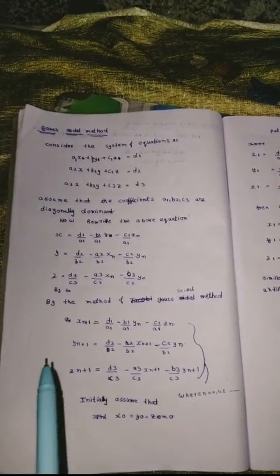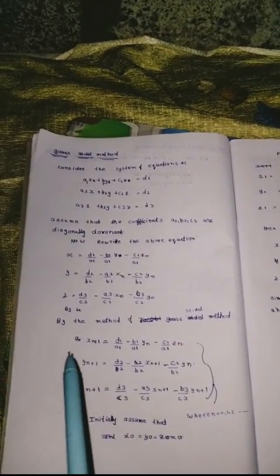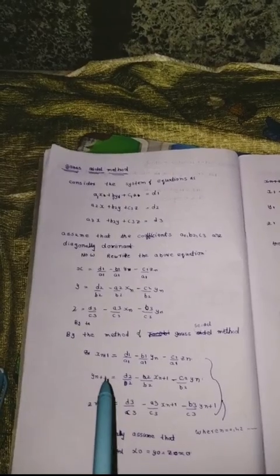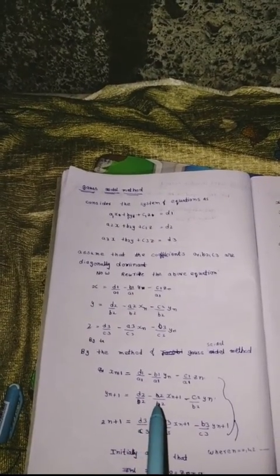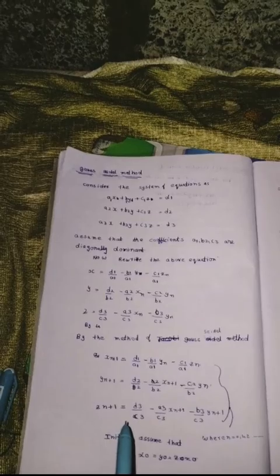By the formula of the Gauss-Seidel method, we can write x n plus 1 is equal to d1 by a1 minus b1 yn by a1 minus c1 by a1 zn. Yn plus 1 is equal to d2 by b2 minus a2 by b2 xn plus 1 minus c2 by b2 zn. Zn plus 1 is equal to d3 by c3 minus a3 by c3 xn plus 1 minus b3 by c3 yn plus 1.